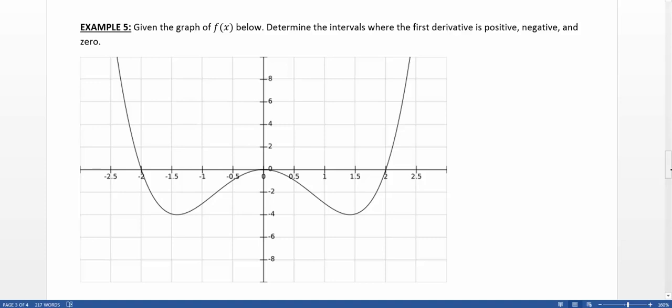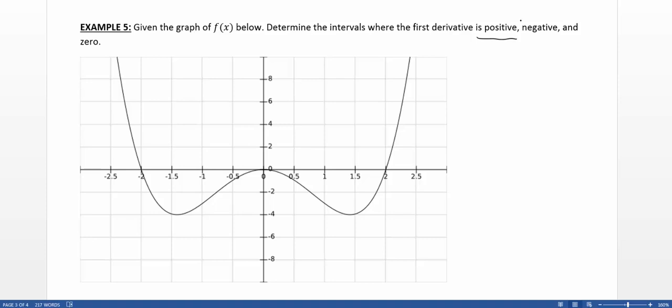Example 5. Given the graph of f of x below, determine the intervals where the first derivative is positive, negative, and 0. So thinking about our rules, if we want to first decide where the first derivative is positive, we want to find the intervals where the original function is increasing. So whenever we're increasing, the first derivative is positive.